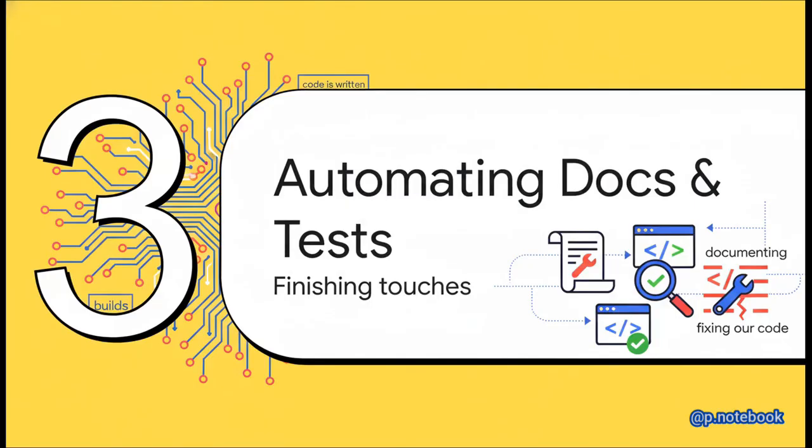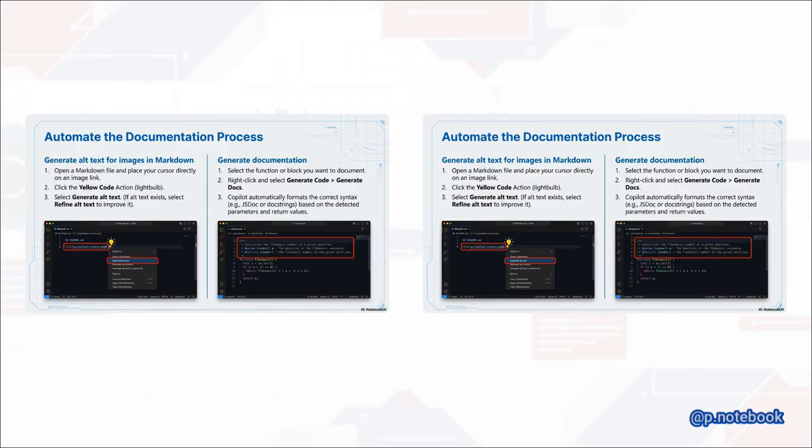Okay, so our initial code is down. Now it's time for the finishing touches. Let's see how the AI can automate all that tedious, but super critical work, like documenting, testing, and fixing our code when things go wrong. Now, what's so cool here is the sheer range. I mean, on the left, we're just generating simple alt text for an image in a README file with one click of the light bulb. But on the right, with a simple right-click, Copilot is generating a complete, detailed JSDoc block for a function, correctly figuring out all the parameters and return values.